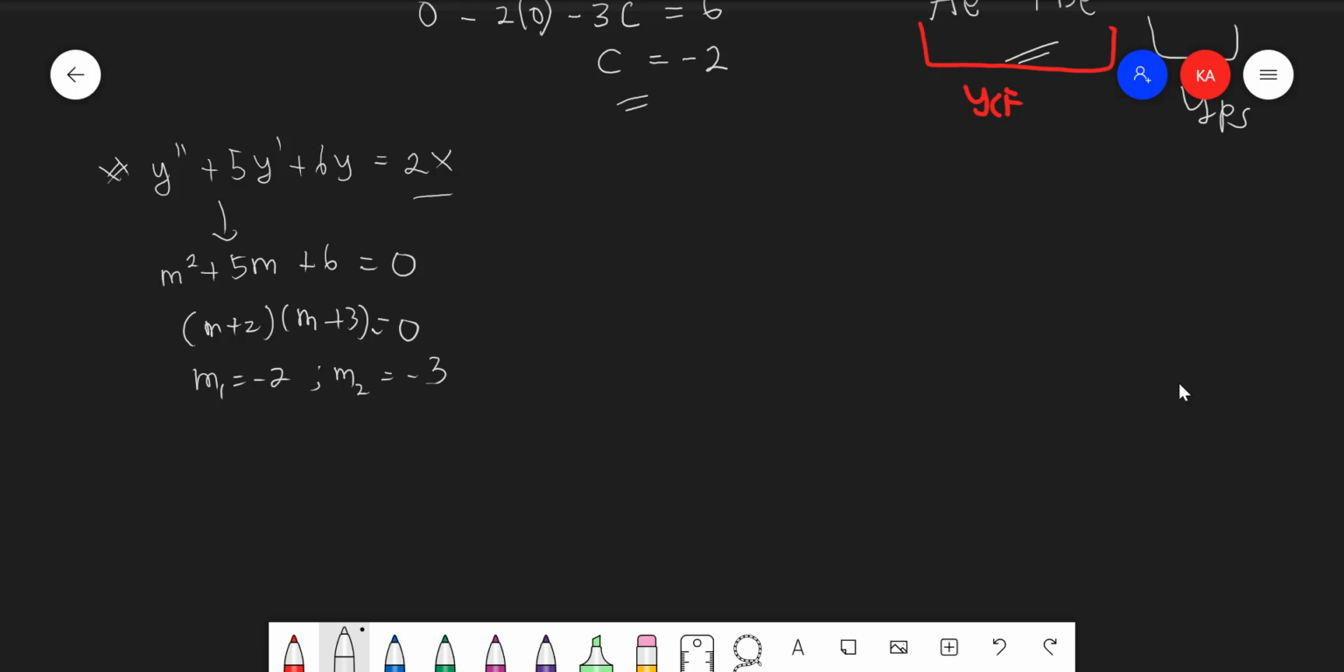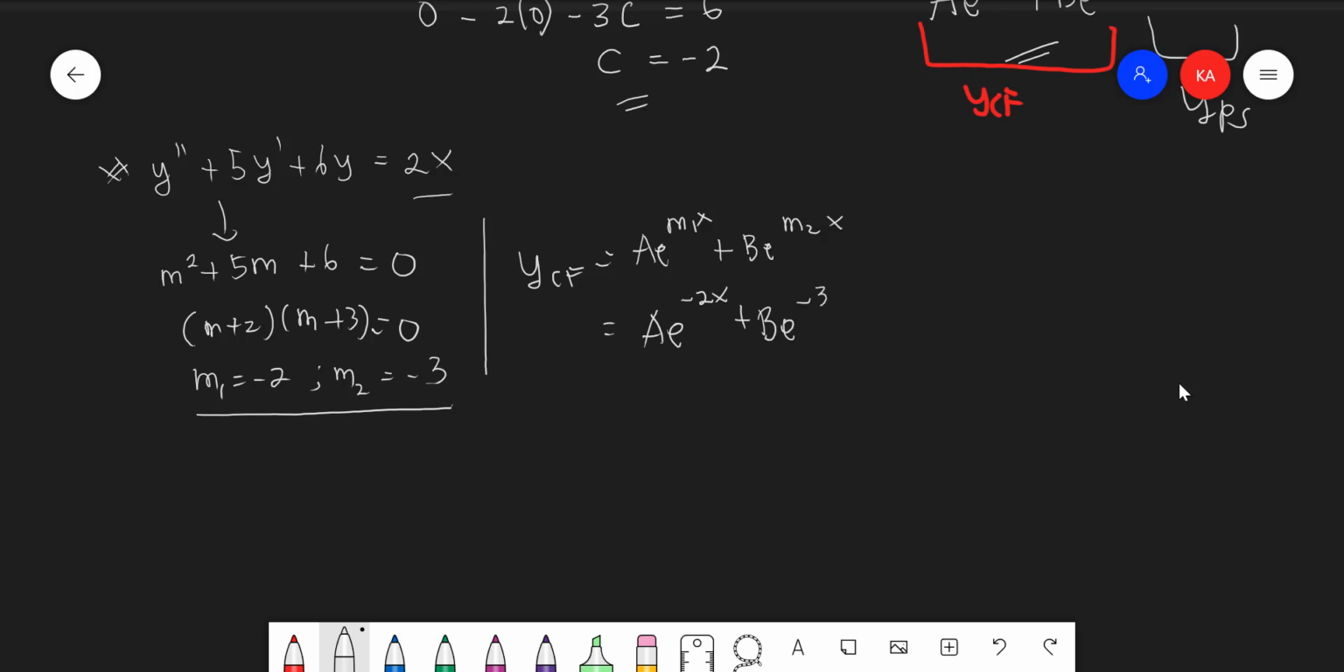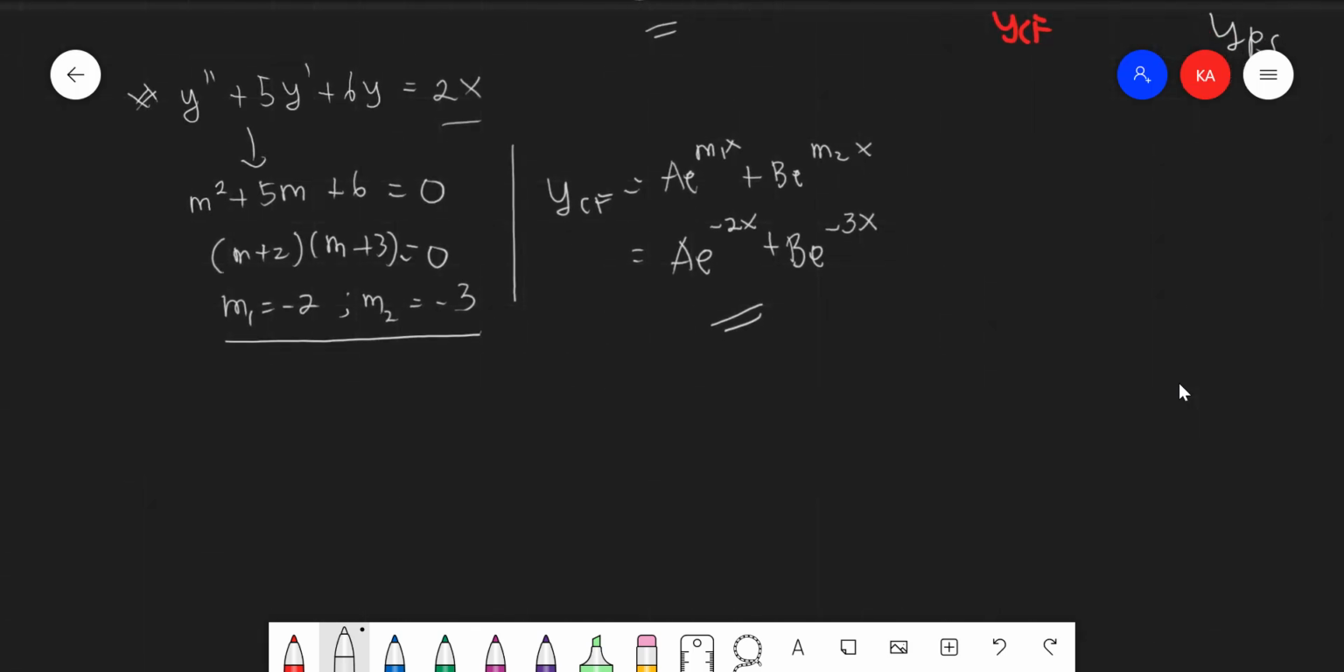Okay, so this is the distinct roots case also. So the complementary function is a e to the power of m1x plus b e to the power of m2x. So we get a e^(-2x) plus b e^(-3x). Okay, so this is the first one, we have the complementary function. And then the second, we have to find the particular solution. So f(x) is equal to 2x.